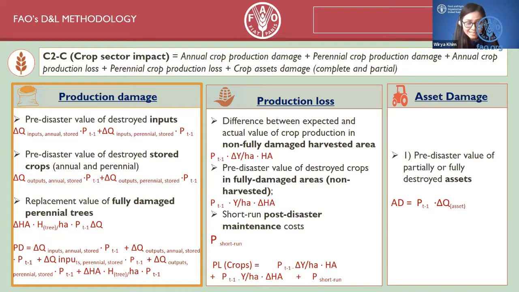In order to present the full characteristic of the damage and loss in each of the subsectors, we are looking at three components: production damage, production loss, and asset damage. For the crop production damage, we are looking at the following aspects. First, the pre-disaster value of destroyed inputs. Second, the pre-disaster value of destroyed stored crops, annual and perennial. And third, the replacement value of fully damaged perennial trees. For production loss, we compute the differences between expected and actual value of crop production in non-fully damaged harvested area, the pre-disaster value of destroyed crops in fully damaged areas, non-harvested at all, and short-run post-disaster maintenance costs. And for the asset damage, we calculate the pre-disaster value of partially or fully destroyed assets.